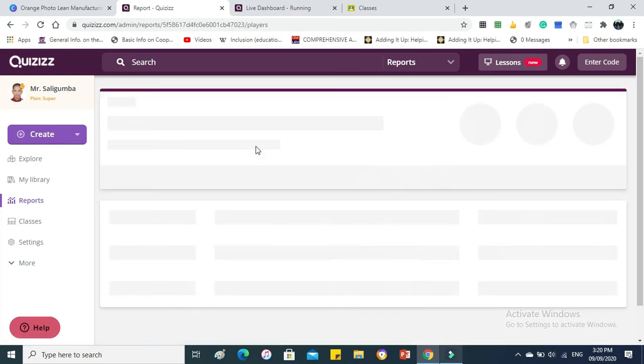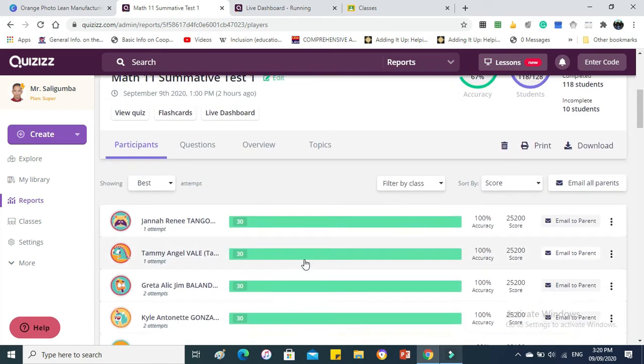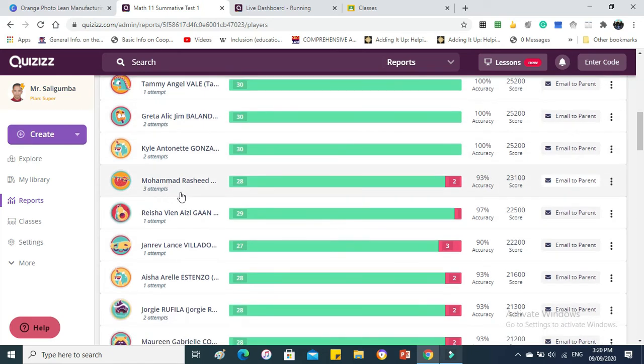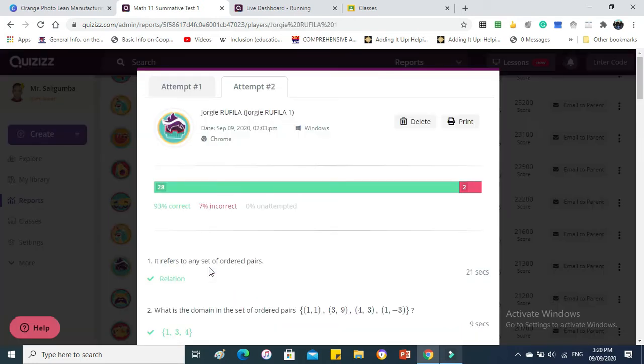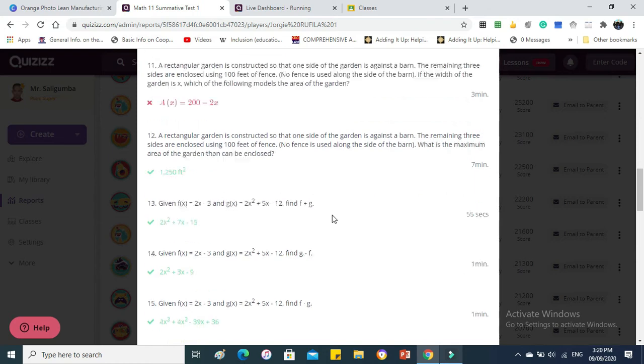Before that, this is what you will see on the summary. As you can see here, Jana had one attempt only, Tommy 1, Greta 2, Kyle 2, Muhammad Rashid 3. Say for example, we have Georgie. For her first attempt, she got 25 out of 30, so that's what her score is going to be. For her second attempt, she got 28 out of 30. You can also review here each item and where they got it wrong.